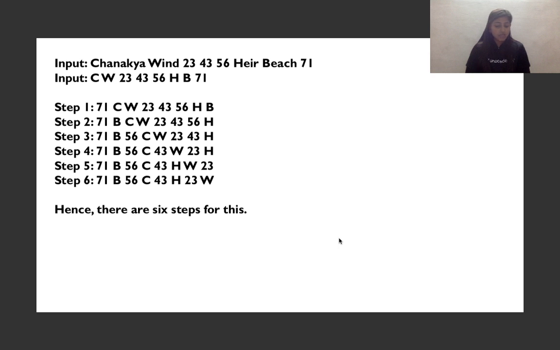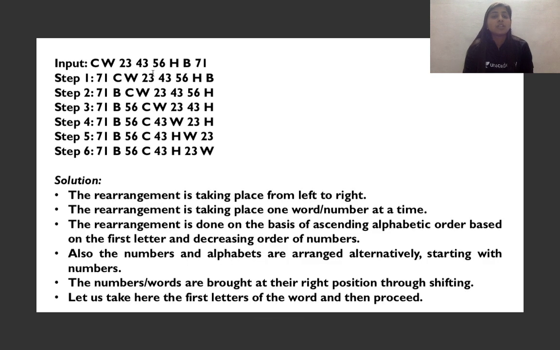So here again we see the numbers and the words have been arranged alternatively. If you compare the input and the step 6, you can see that here it starts from number, number, word, number, word, number, word, number, word. So it's alternatively arranged starting with number, and the numbers are in decreasing order while the words are in forward alphabetic order, right?